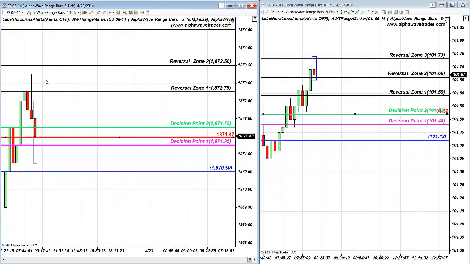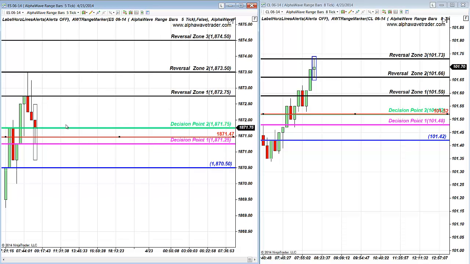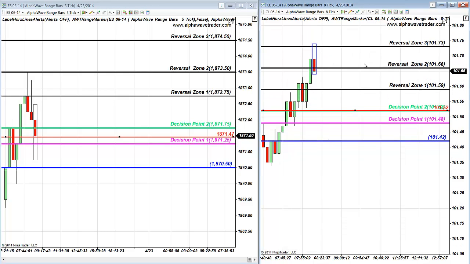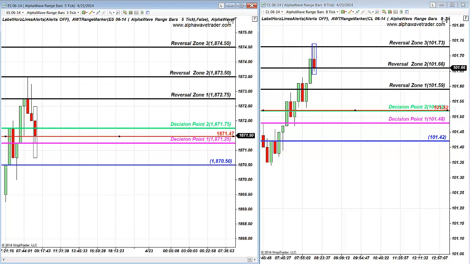S&P did not break reversal zone. 3 points later, reversal zone was respected to the tick. We protected our profits. We adjusted our trail very close. We are out on 5 range. We're monitoring other time frames on S&P. Oil reversal zone 3 still in play. Isn't it magical? To the tick.